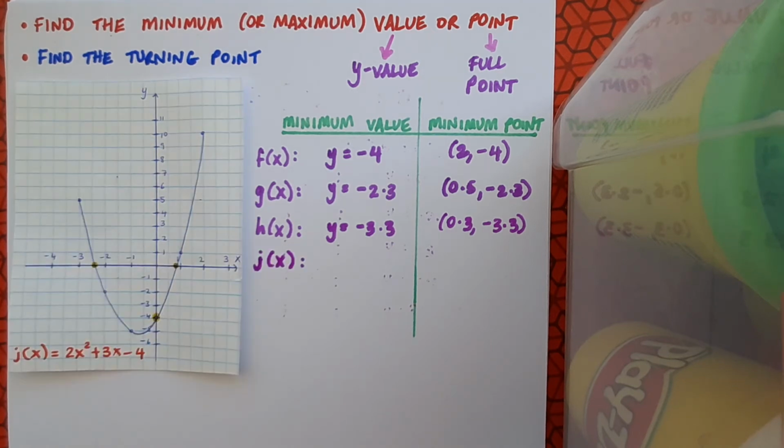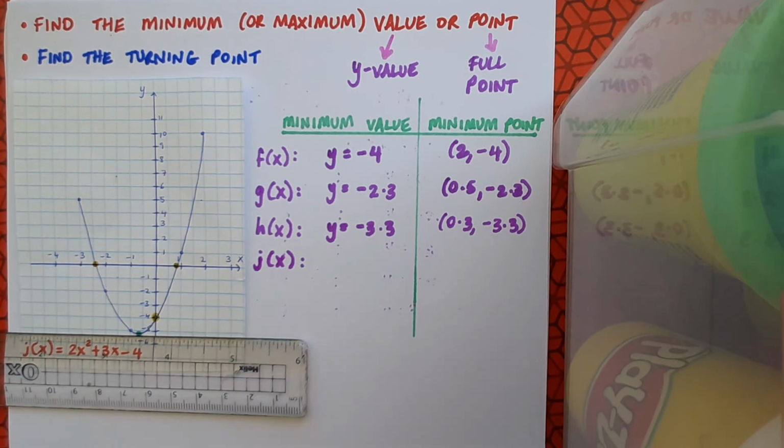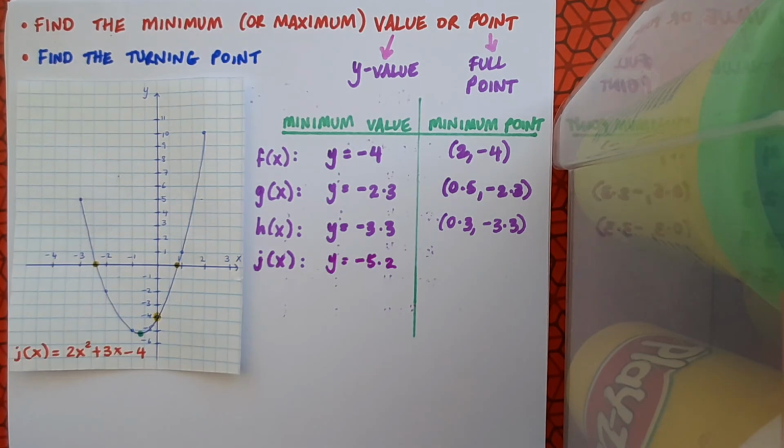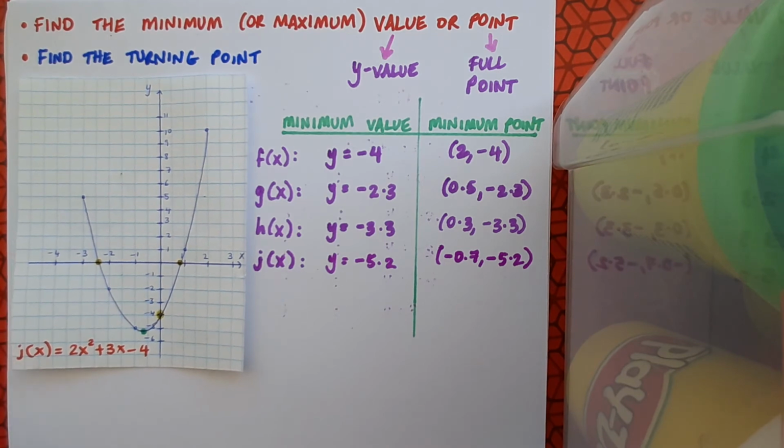Next, we have j of x. Take a moment to find its lowest point. I would locate it about here. So again, let's find the minimum value first of all, which is just the y value. And it's just below -5. And I would say for my graph, it's about -5.2. The point in this case is approximately (-0.7, -5.2).